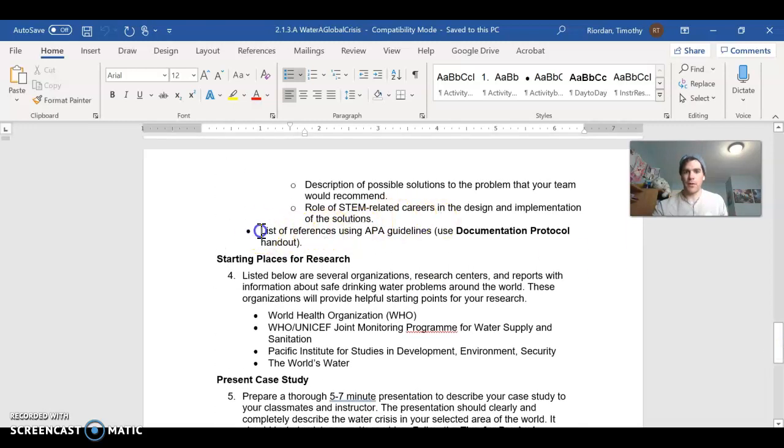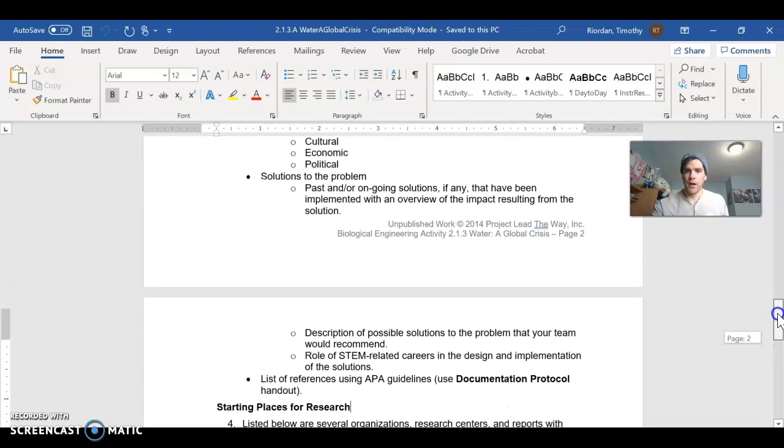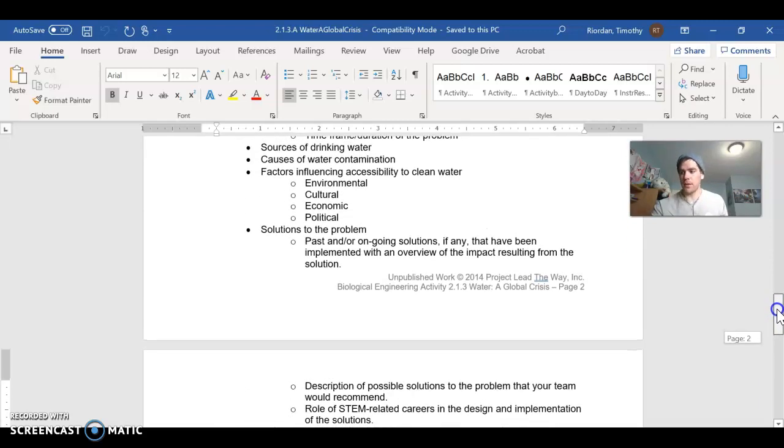And then don't sleep on this one either. Just APA guidelines. That's all in science writing, science courses, is citing your sources.